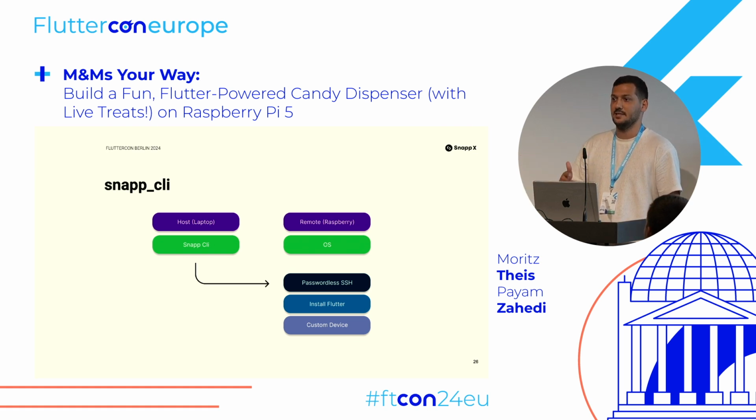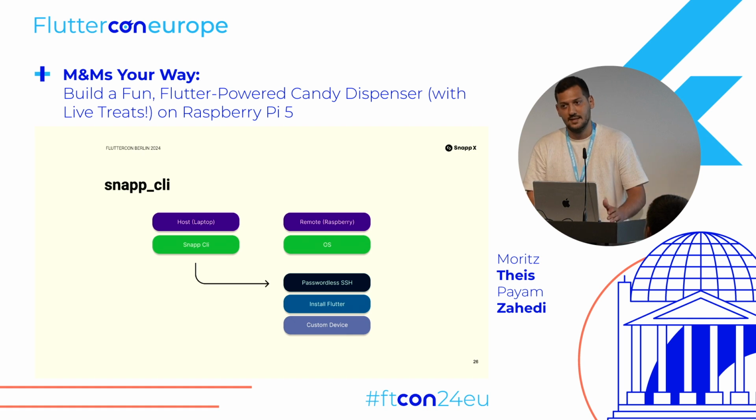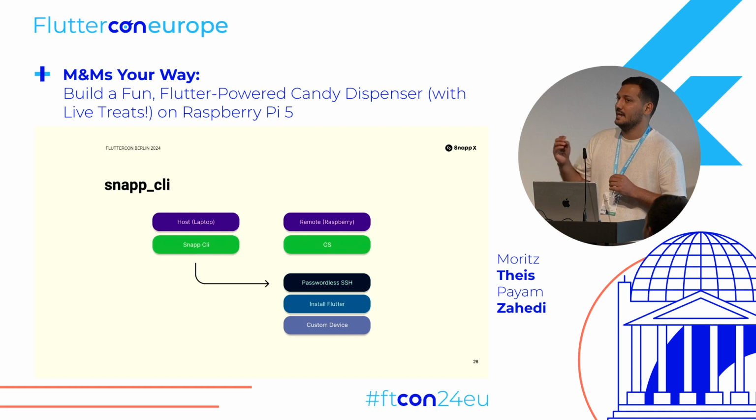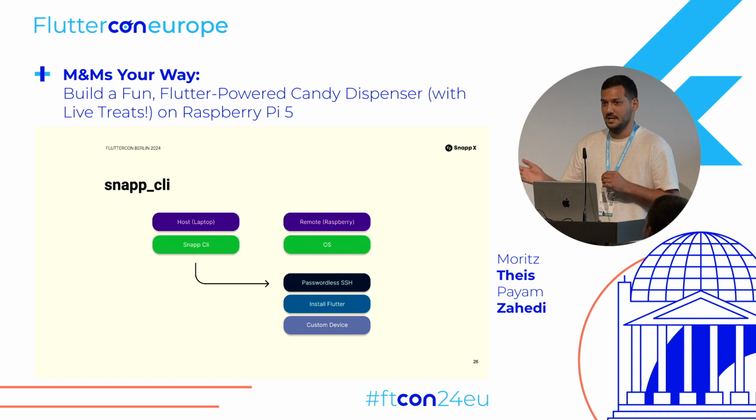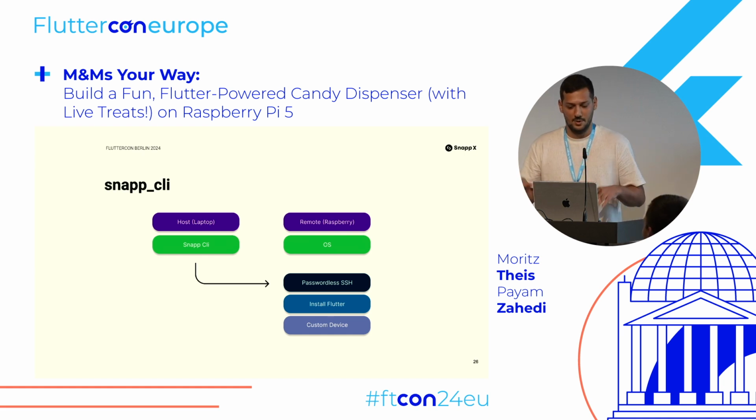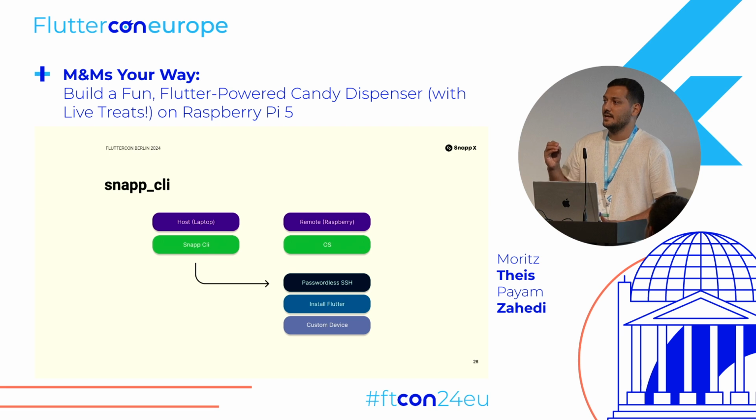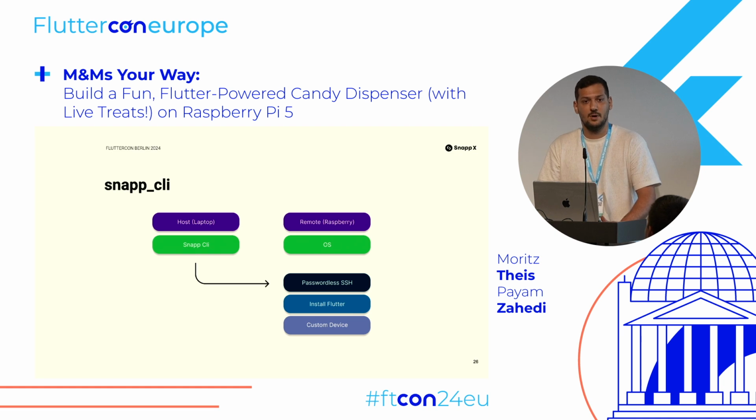And the answer to that is yes. So we made the Snap CLI for that. Basically, Snap CLI helps you to set up your Raspberry Pi from scratch and helps you to have the remote debugging. Basically, it is creating the passwordless SSH connection for you, then installs Flutter or any other embedder that you choose with all the dependencies, steps, and so on. And at the end, it will add a custom device to your Flutter SDK to make the remote debugging possible.